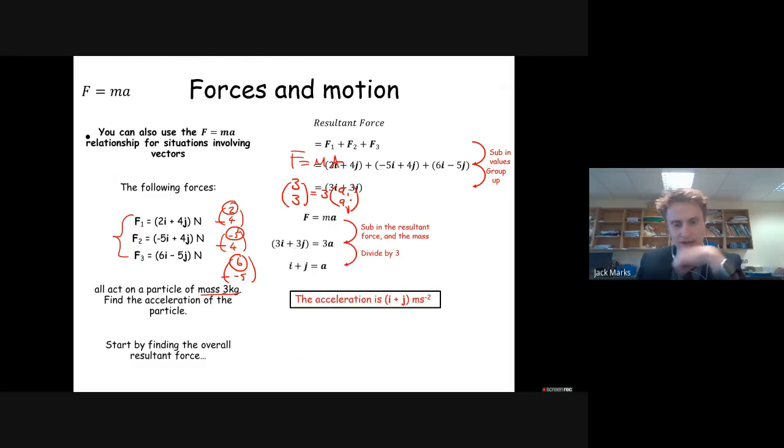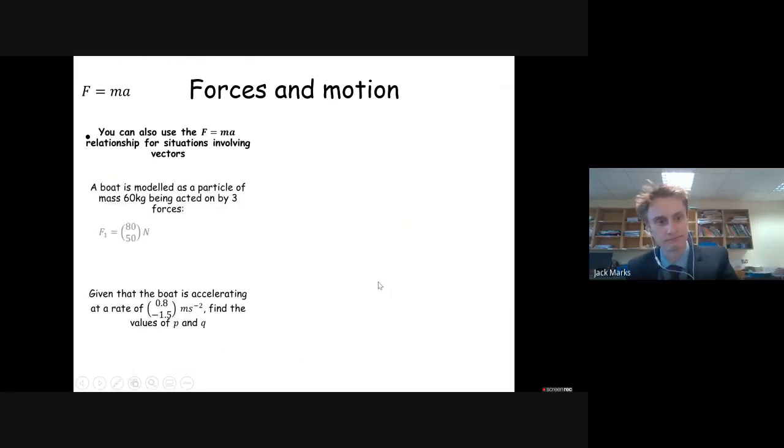Okay, and you end up with 1, 1. So this is another form of writing 1, 1. So you could write I plus J is the acceleration, or if you prefer, you could write it as 1, 1. Acceleration equals 1, 1 like this. Depends what the question's asking you for.